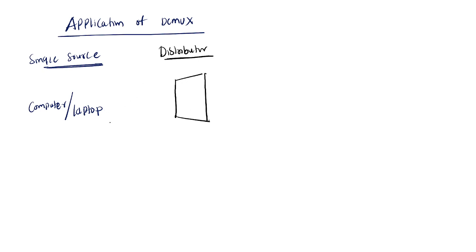This is connected to the laptop or desktop, and some peripherals are there. From these you are connecting the input. Two selection lines, this is a 1 cross 4 DMUX. Here four output lines are there, and these are the selection lines. So that means multiple destinations are there.